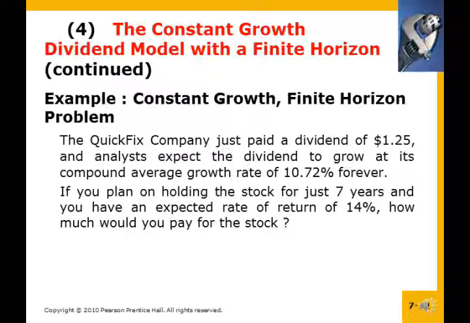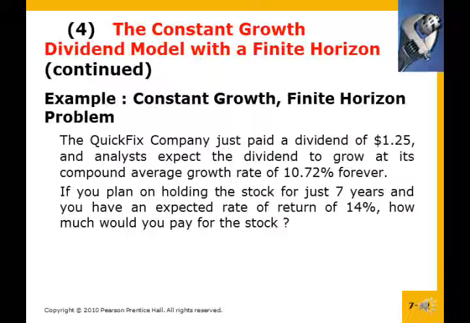Okay, let's apply the rule of the third model in a problem. The company just paid a dividend of $1.25, and analysts expect that dividend to grow at its compound average growth rate of 10.72% forever. If you plan on holding the stock for just 7 years and you have an expected rate of return of 14%, how much would you pay for the stock?